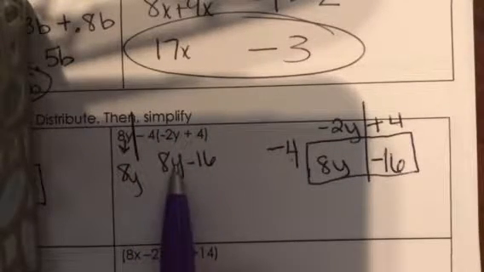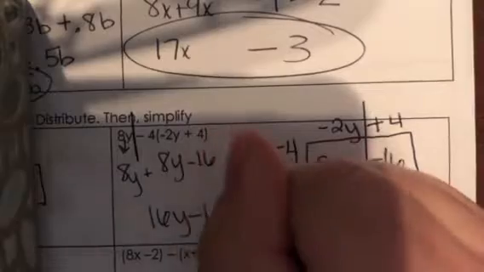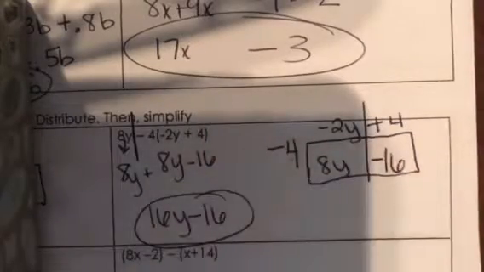This 8y was positive, this 8y was positive, so I can just add them together to get 16y's minus 16. And that would be my final answer.